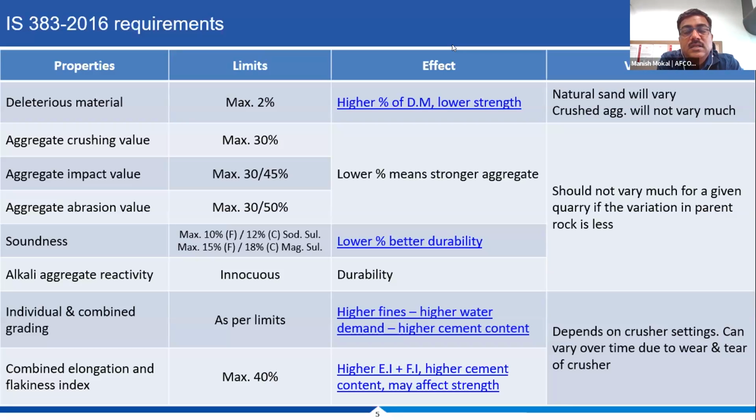If it is a river sand, the presence of silt and clay can be very detrimental. If it is crushed sand, very high fines or crusher dust will increase the water demand, it will reduce the strength, and thereby we will require more cement to get the required strength and performance. And finally, the combined elongation and flakiness. Generally, nobody looks too much at this, but this is also very important. If the EI and FI is high, we will require more cement. It means more cost, more issues related to durability.